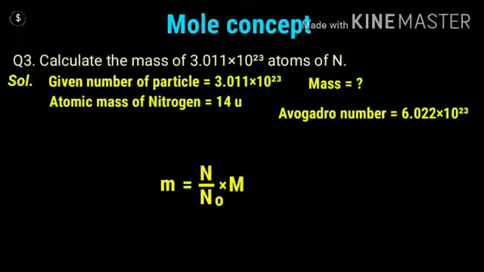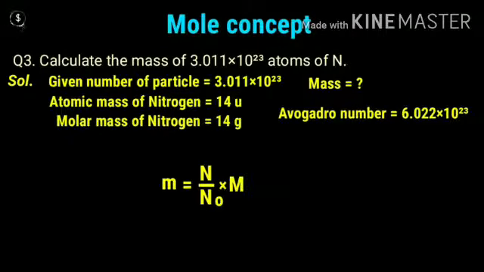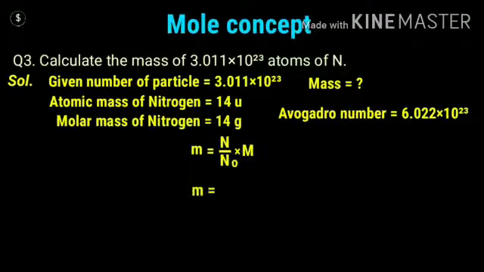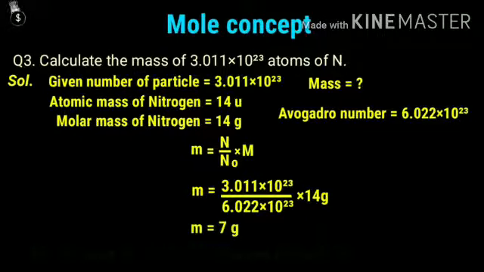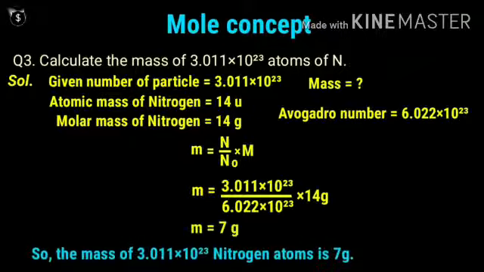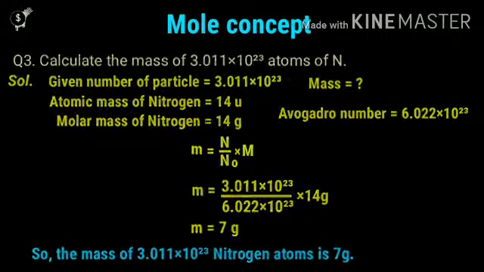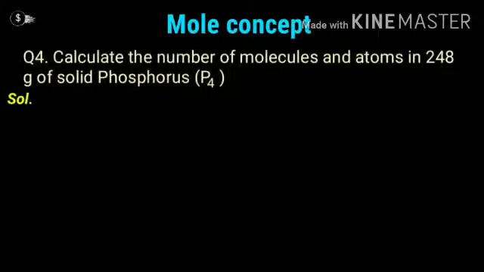So now put in the values. The atomic mass of nitrogen is 14 u and the molar mass of nitrogen will be 14 g. So the given mass m equals N, that is 3.011 into 10 raised to the power 23, upon Avogadro number 6.022 into 10 raised to the power 23, into molar mass 14 g. When we calculate it, m equals 7 gram. So the mass of 3.011 into 10 raised to the power 23 nitrogen atoms is 7 gram.